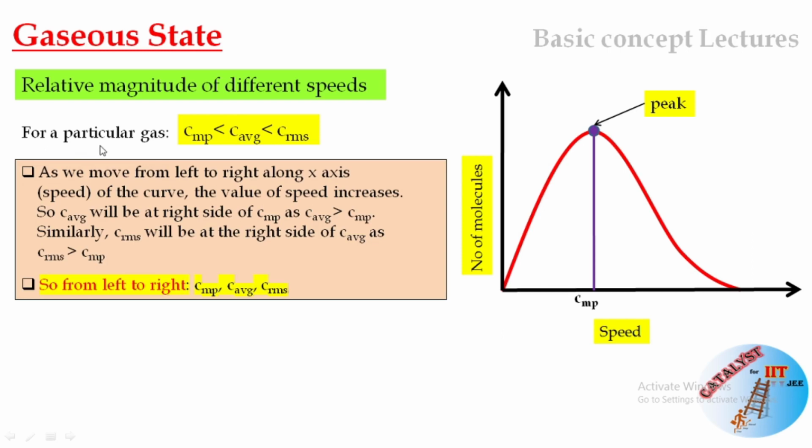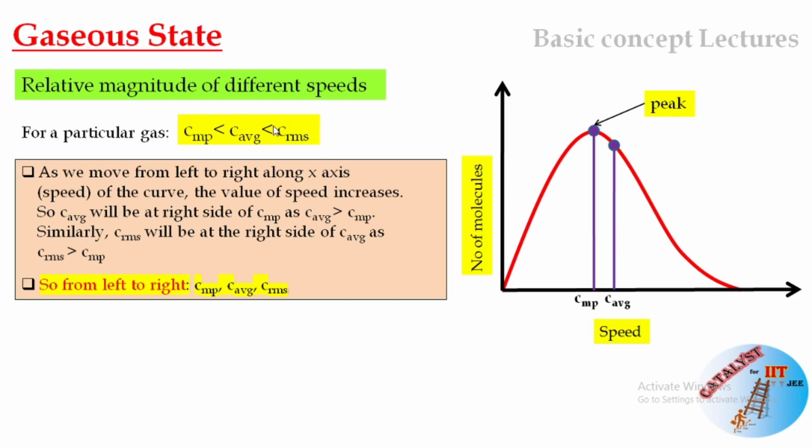Now, for a particular gas, the order of the three different speeds looks like this. As we move along x axis from left to right, the value of speed gets larger. So, as the average speed has a greater value than the most probable speed, the average speed will sit at the right side of the most probable speed. So, this will be the position of average speed.